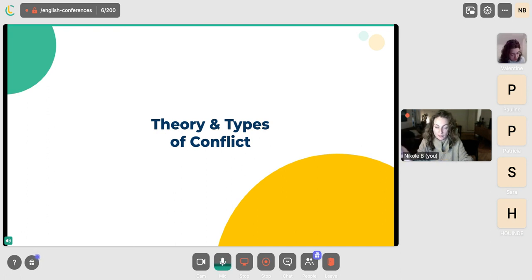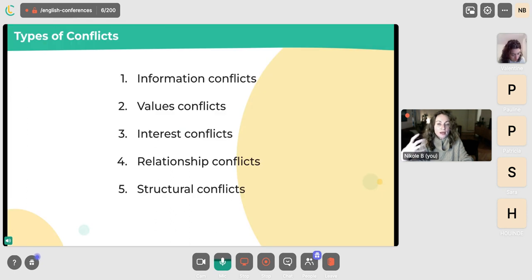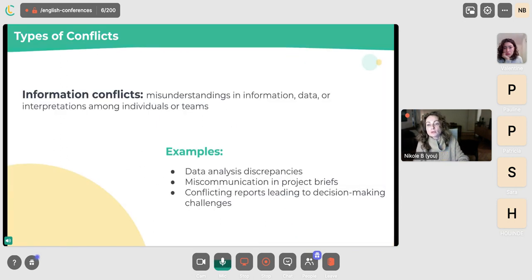Okay? So generally, there's 5 different types of conflicts, okay? And it's important to note that sometimes they overlap, okay? So you can have something that's informational and values conflict, or interest and relationship, but generally you can categorize conflicts into these 5 categories, okay? So let's look at the first one. The first one's called information conflicts, okay?